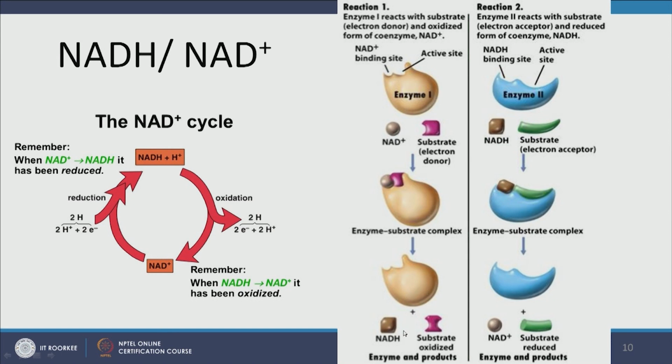Now we have NADH. How will it convert into NAD plus again? So we have another enzyme for it, enzyme 2. The way it would work is NADH will bind here, and here we will have an electron acceptor bind. So the electron acceptor will snatch electrons from NADH and it will become NAD plus, and the substrate will be reduced, and thus the chemical reaction is completed.